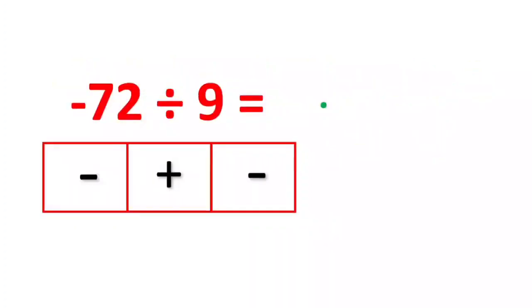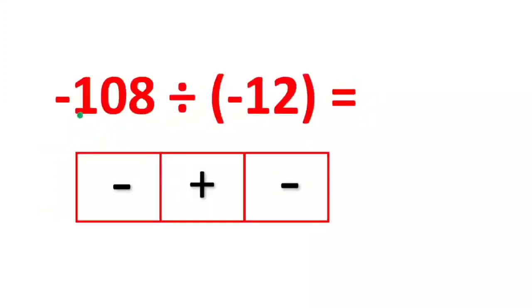Here is the next question, negative 72 divided by 9. So simply first we do division. So 72 divided by 9. So we get answer 8. So what sign will it be here? We get the answer from here. Match this negative sign. 9, there is no sign, that means positive sign. Remaining sign is negative. So we are getting negative 8.